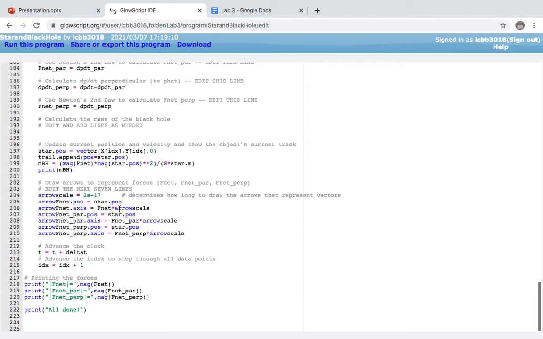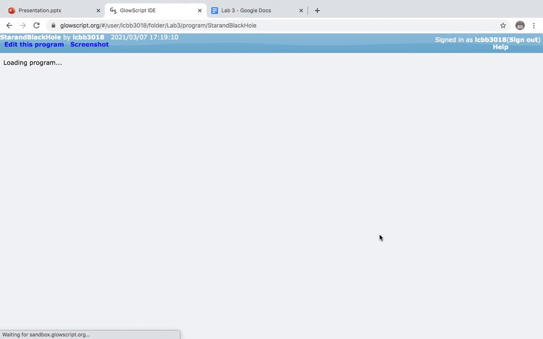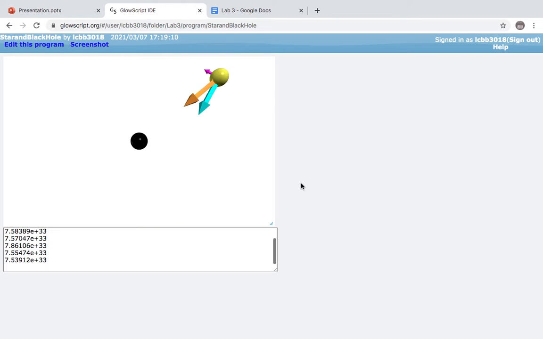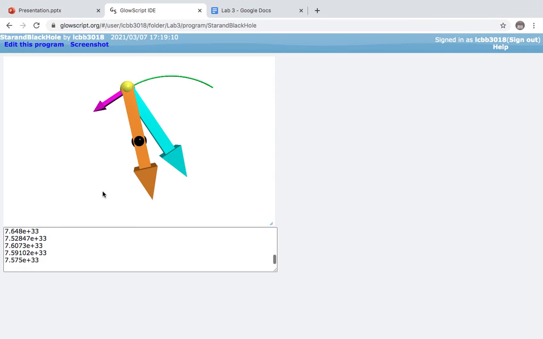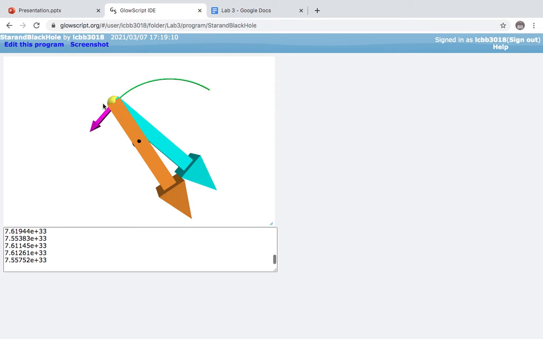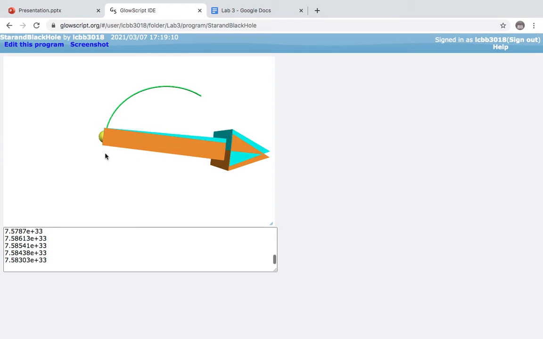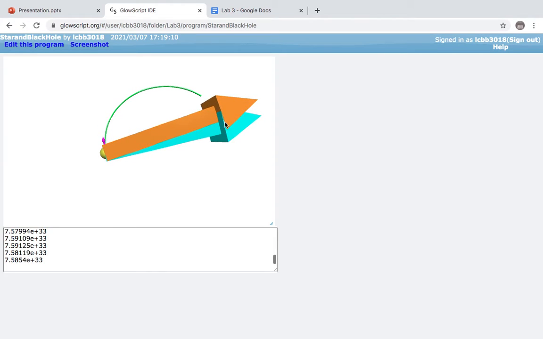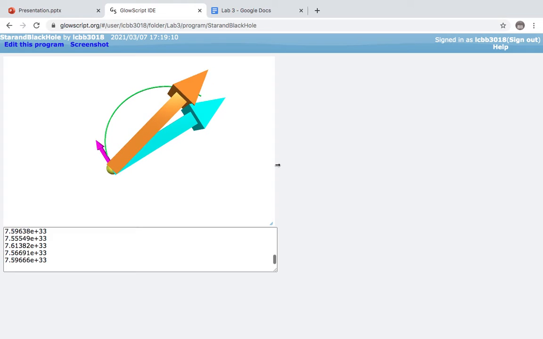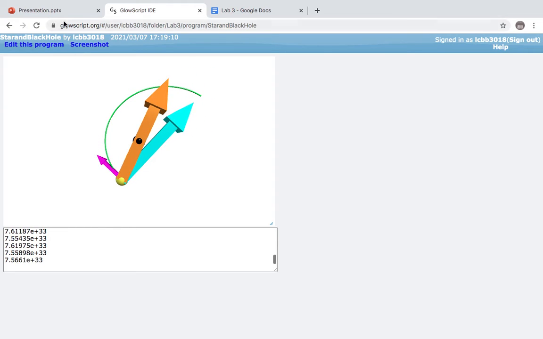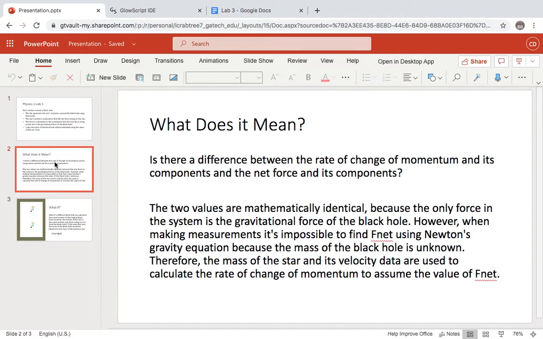And with all the coding done, now we can see the simulation. This represents the star moving around the black hole in its orbit. The pink arrow is the parallel components of the rate of change momentum, the blue being the perpendicular, and the orange being the F-net, which is the sum of the vectors. With that shown, here is some final analysis.